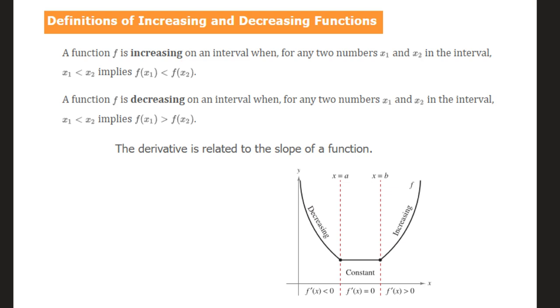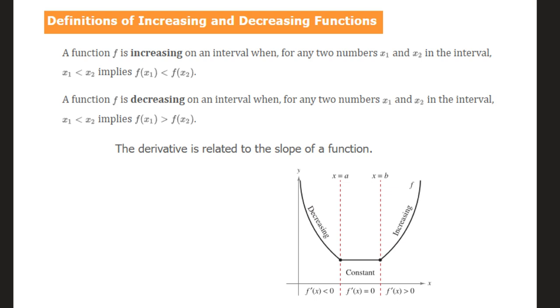What that means is if I take an x1 and an x2, that's two separate x values, and I calculate f of x1 and I calculate f of x2, f of x1 is smaller than f of x2. Visually, you can tell if a function's increasing. It's positively sloped.